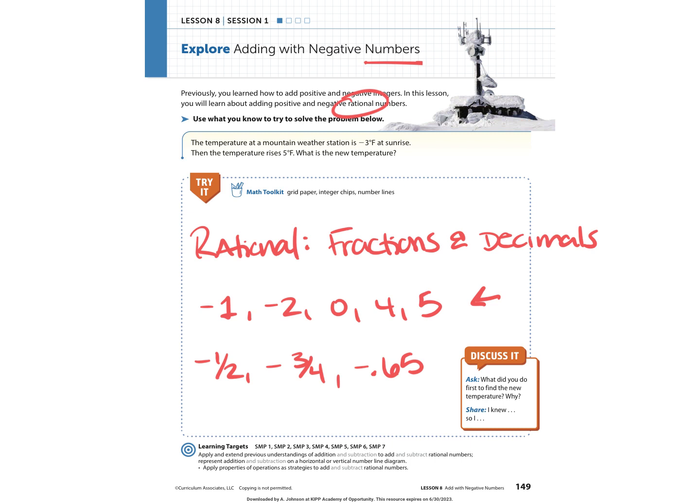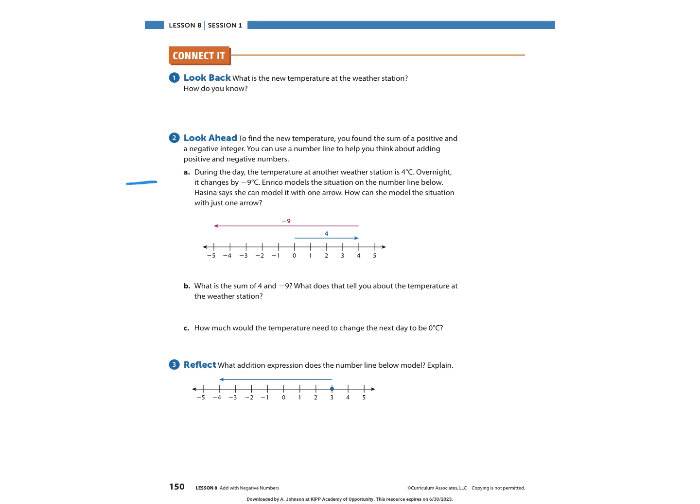I'm going to go to the next page and show you something else you need to understand. So looking at this question, how can she represent this with just one arrow? Instead of saying 4 plus, well, we're doing 4 plus -9, but you don't have to include this arrow because this right here is telling you that you start at 4, and since you're going to the left, you are adding a -9. So we don't need both arrows to show us that. And then that might be it.